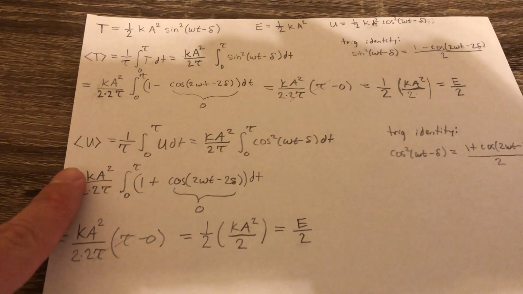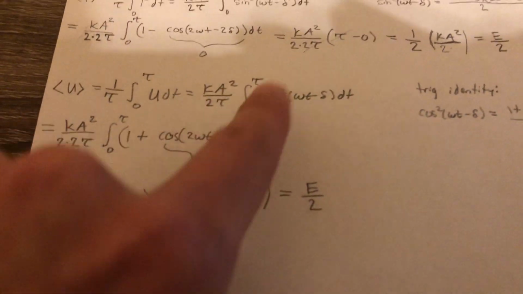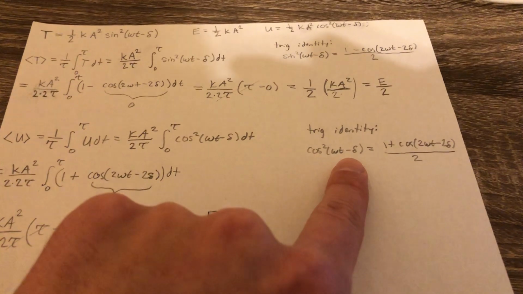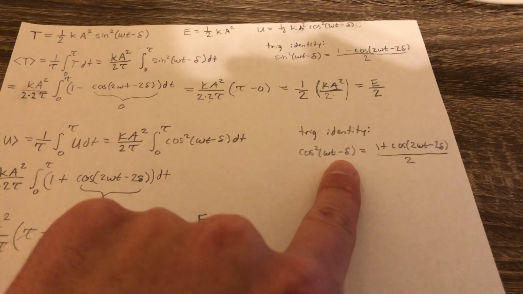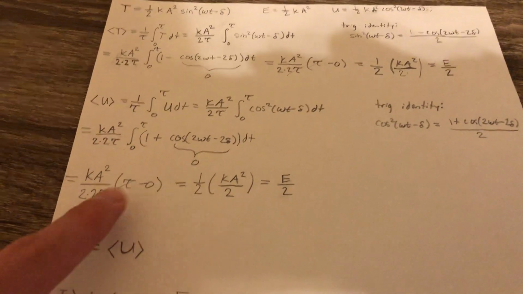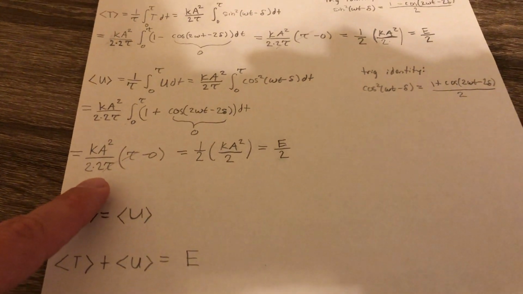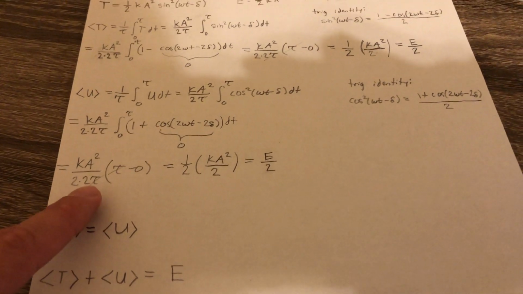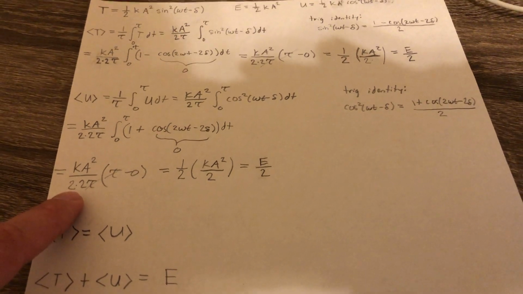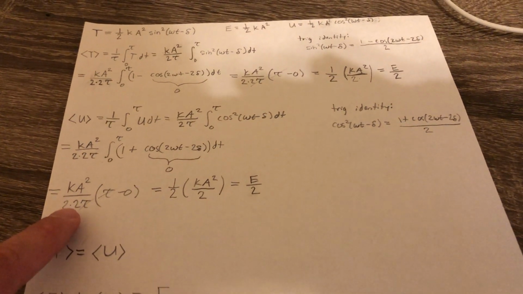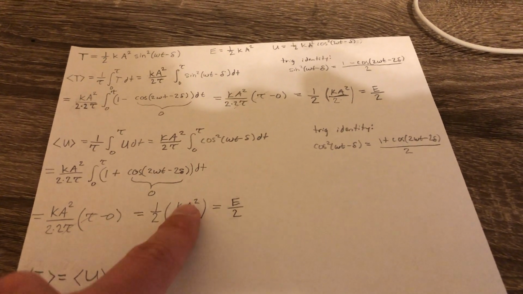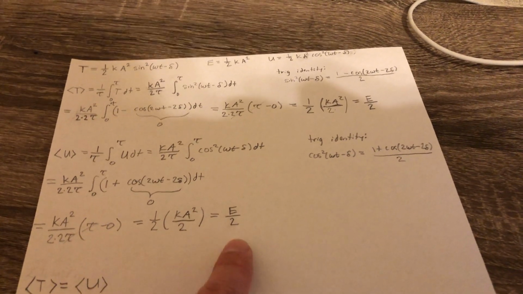Then I do the same thing for the potential energy, and I'll plug in the values, pull the constants out, and then I use the same cosine squared(omega t minus delta) trig identity, and this comes out to be 0, and then we get the same value. I left the 2 out in front, the 2 separated, that way I could put it in terms of the total energy. The tau's cancel, we get 1/2 ka squared over 2, and this is just the energy, so then we get the energy over 2.